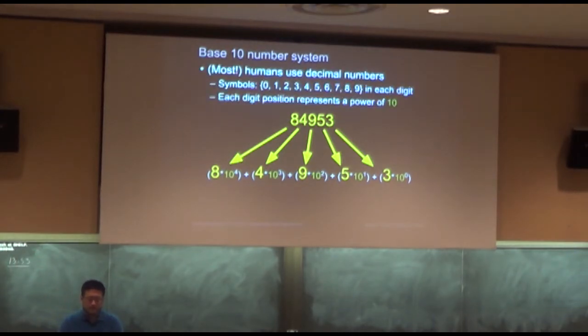So let's break down what we have in the base 10 number system and translate that to what we have in other base number systems. So we have a series of symbols. That series of symbols, we're all familiar with, 0 through 9. And each position of the sequence of symbols that we have here, 8, 4, 9, 5, 3, refers to a specific power of 10. And you can't skip one of these positions, right?